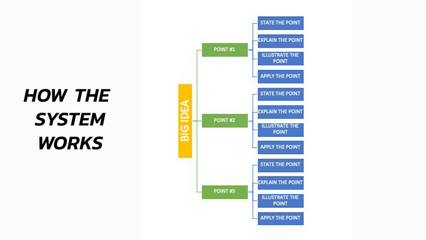Now, here is how the system works. If at the outset in your studies you identified 3 main points that you intend to focus on, when you are writing the sermon and subsequently preaching the sermon, you should spend the time to state each point, explain each point, illustrate each point, and apply each point. So if you have 3 points, then you will do this for all 3. When you have done this, the system will work well.